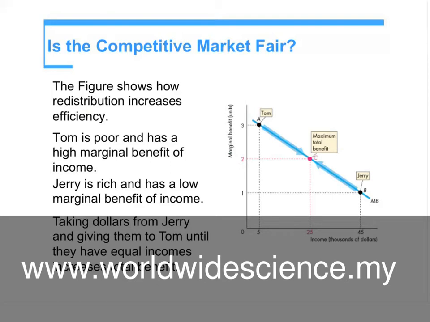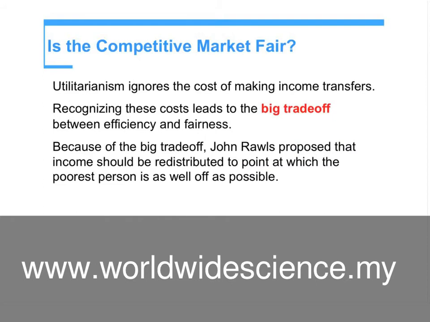What utilitarianism doesn't acknowledge is that there is a cost of making that income transfer. So this would be a big trade-off. If we want to do that, it will cost us a lot. Because of that big trade-off, Mr. Rawls proposed the idea that income should be redistributed to a point where the poorest person is as well off as possible.